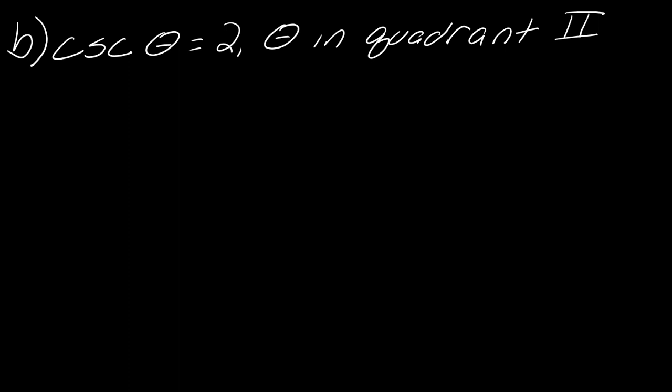Okay, so now I've got cosecant of theta equals 2. Theta is in quadrant 2. Just a reminder, if you think you've got it, try pausing the video, see if you can do this on your own. You will get so much more out of this video if you practice alongside me.